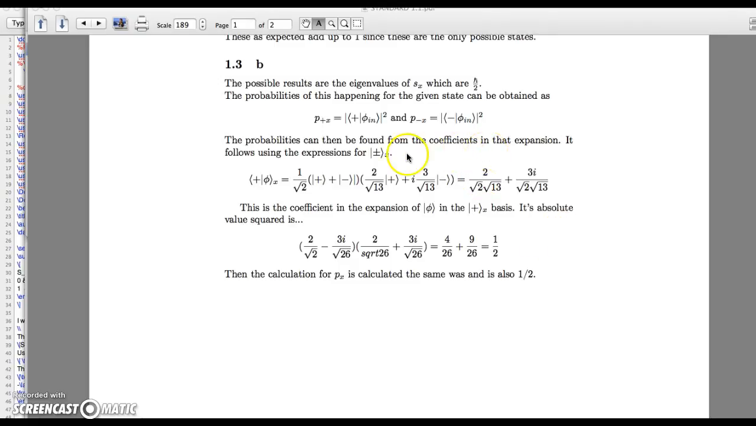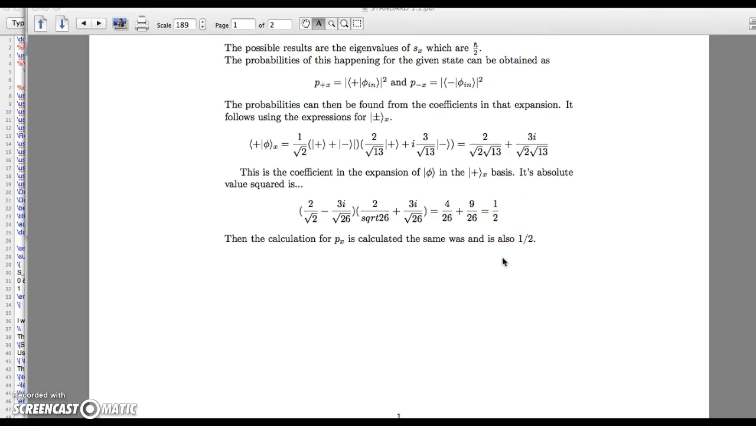It follows from using expressions for the spin up and spin down states in the eigenspace of x, which is this. So you see we multiply these together and we get this, which is the coefficient of the expansion of this function in the spin up sub x basis. Its absolute value squared is then this, which gives us 1/2.